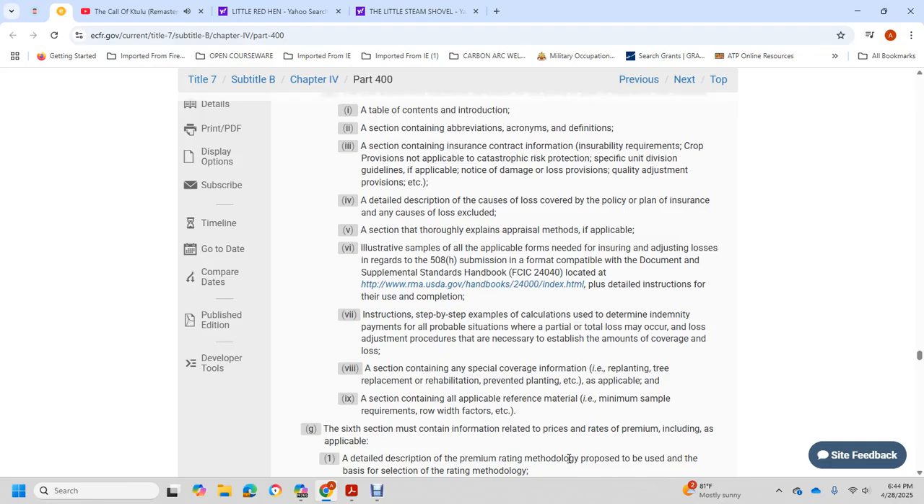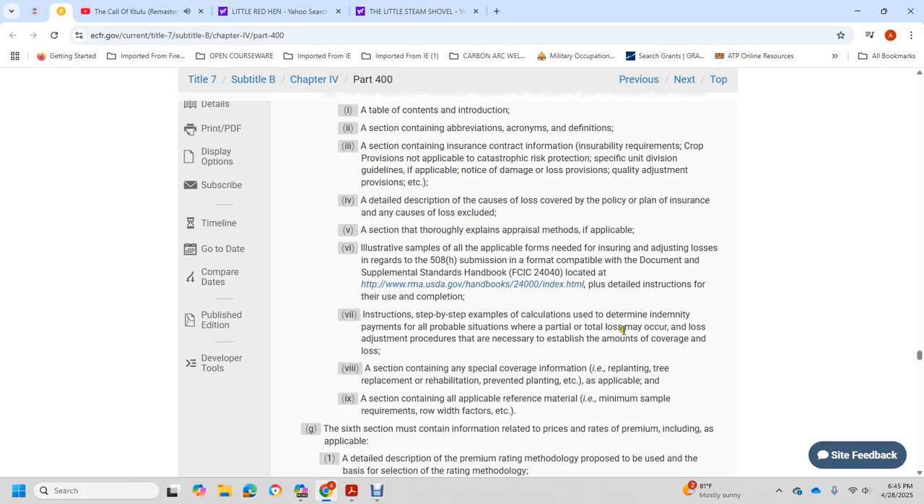Illustrated sample of the applicable need with the insurance adjusting loss with regard to the 508 submission, with informative, compatible documents of mental standard with the FCIC FC 2404, located with the RMA USDA gov handbook 24,000 plus, with detailed description and completion instructions step by step, with an example of the calculation to determine identification payment.